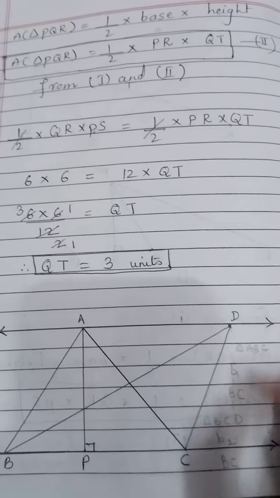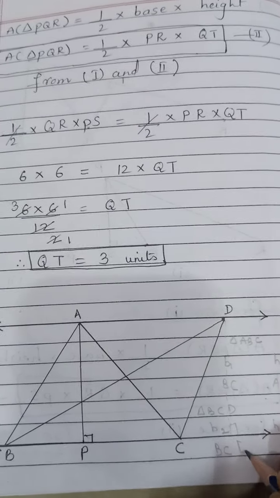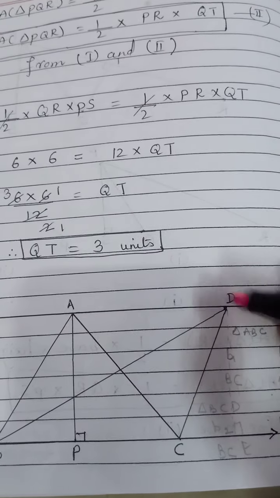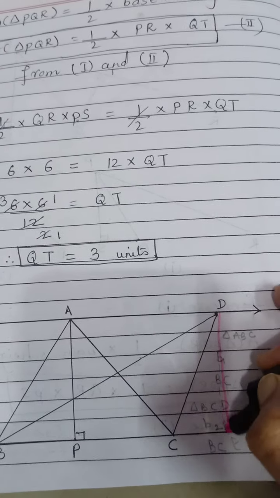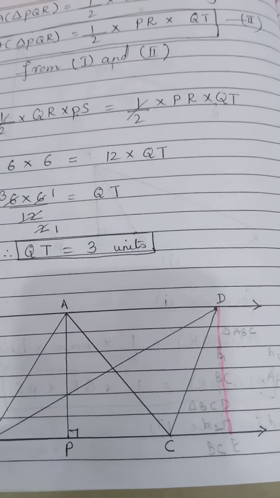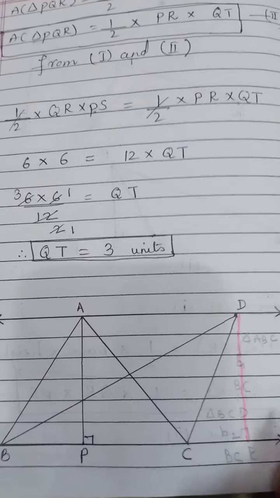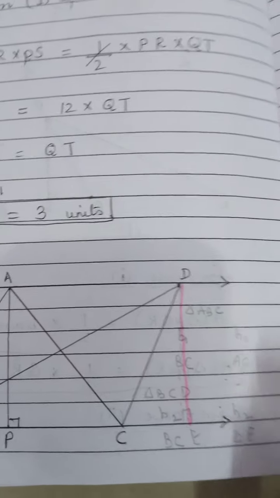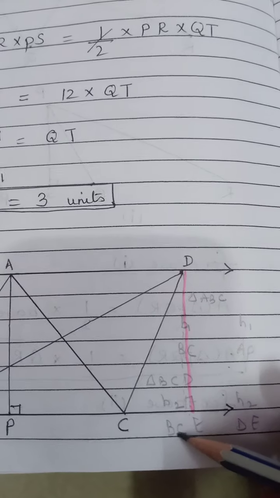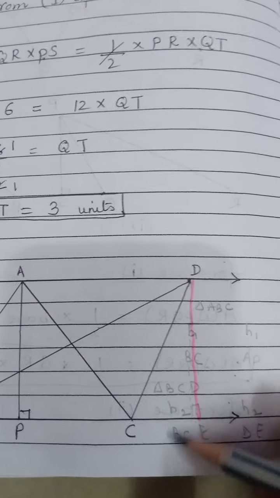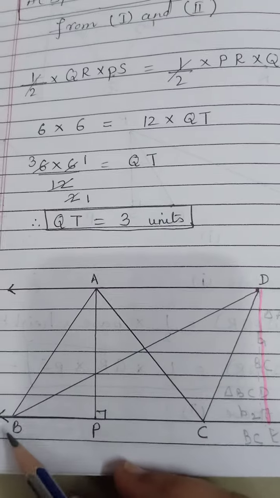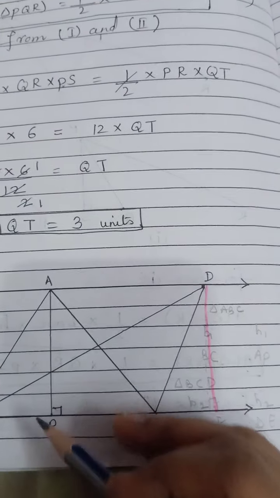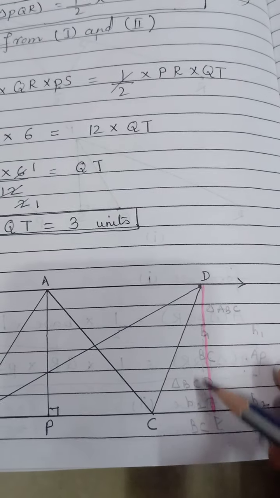For example, I will take the height to be DE. If I draw the height from the point D, obviously from point D only the height will come. So DE will be the height of this triangle. Now you can see the base is BC here, and the base is BC here also. So both triangles have the equal base BC. The height of the first triangle is AP, and the height of the second triangle is DE.